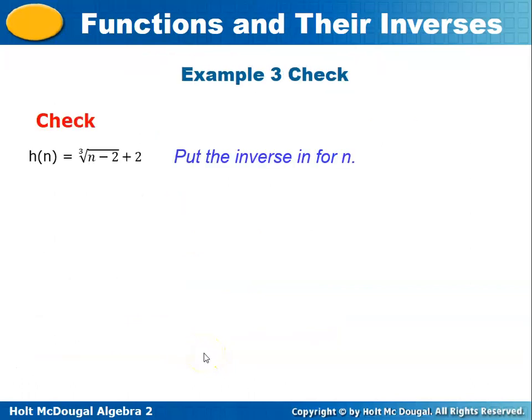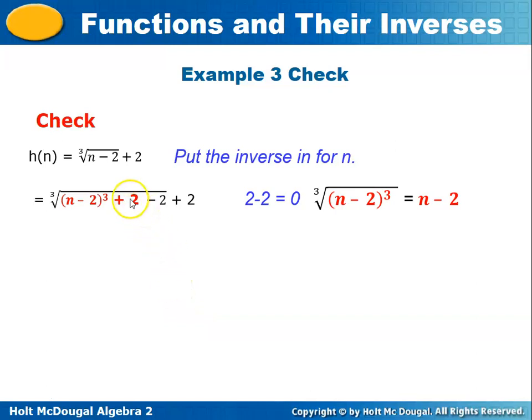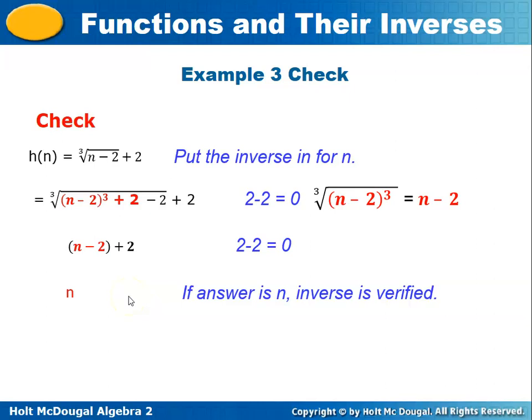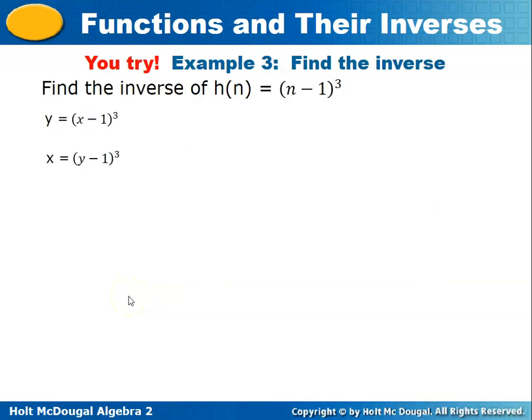I'm going to check it again by plugging it in there. We've got our plus 2 and our minus 2. That's going to be 0, right? We're going to take the cube root of n minus 3 cubed. These two are going to cancel each other out. So we're going to be left with n minus 2 plus 2. And obviously negative 2 plus 2 is 0, right? So that's n.